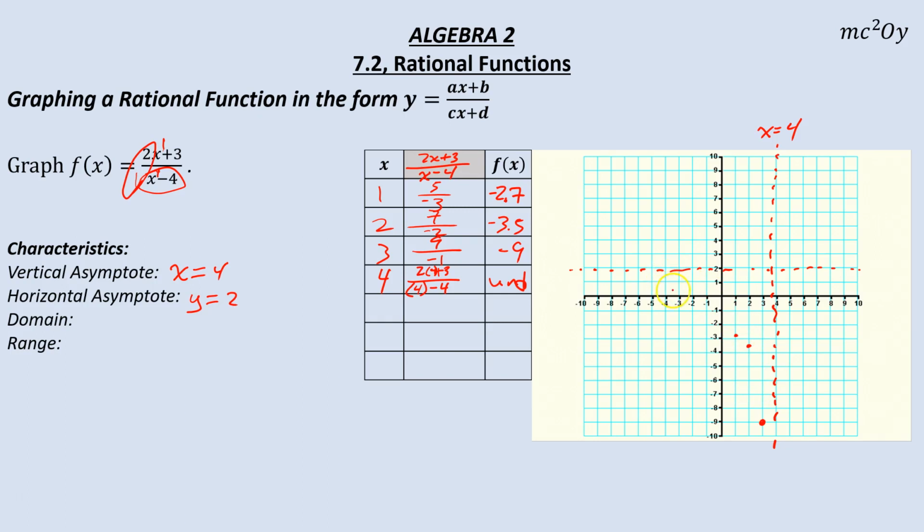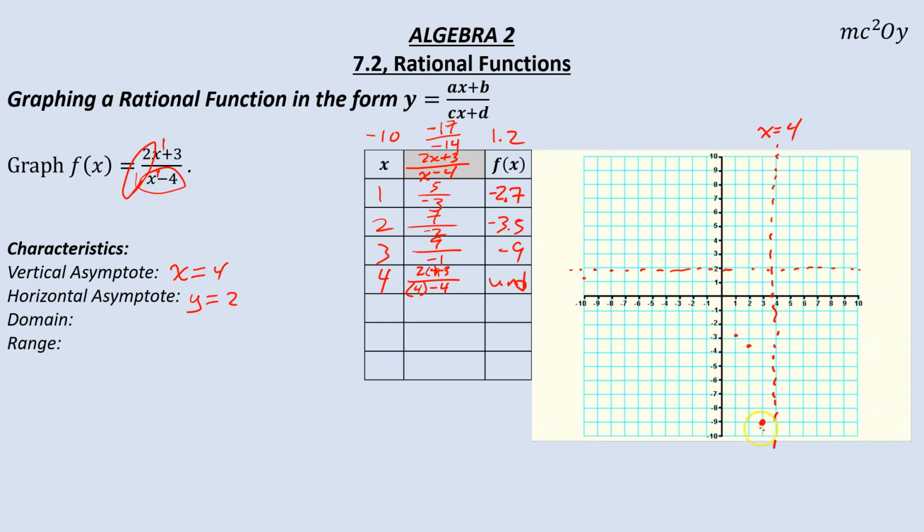You'll notice in my graph, I don't have a lot of points here that are way up here. All these points are negative. So let's say if I were to put in like negative 10, just really quick. 2 times negative 10 is negative 20. Plus 3 is negative 17. And then negative 10 minus 4 is negative 14. Negative 17 divided by negative 14, well, negative divided by negative is positive, and 17 divided by 14 is like 1.2-ish. So now, right here.